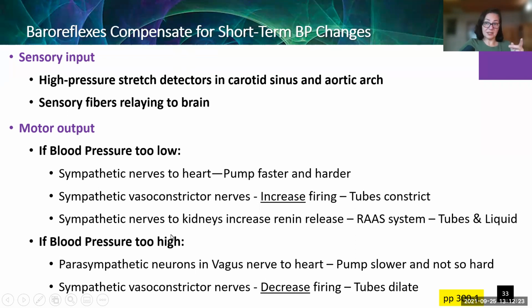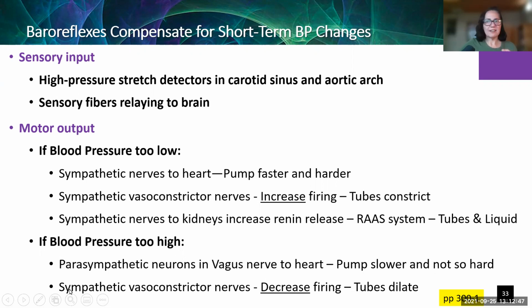Now, if the opposite situation is the case, and the sensory input is saying the blood pressure is too high, then what do we do? Well, parasympathetic neurons in the vagus nerve tell the heart to slow down, chill a little bit, pump slower, not so hard. This is the thing that's a little bit confusing to people.